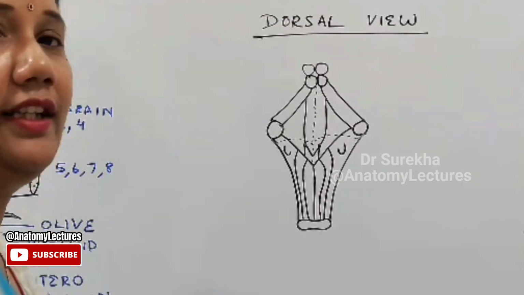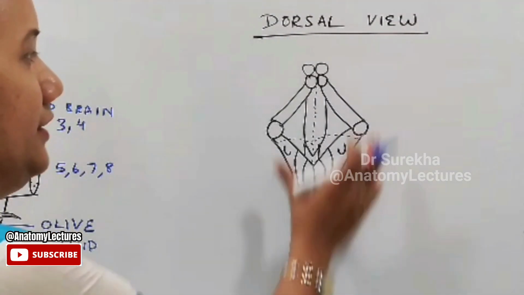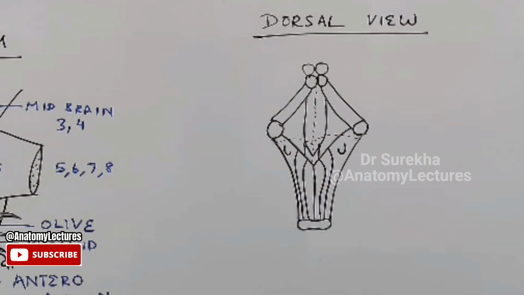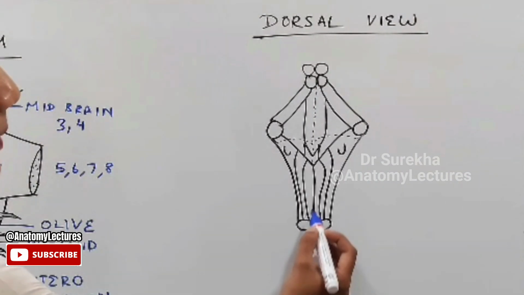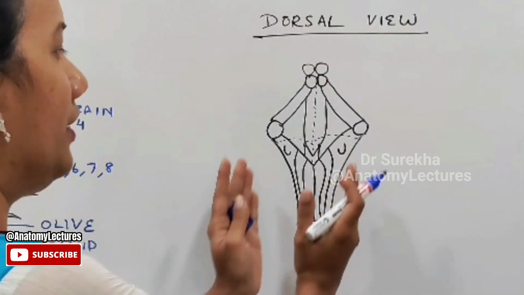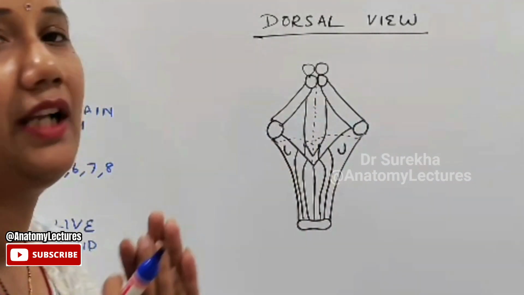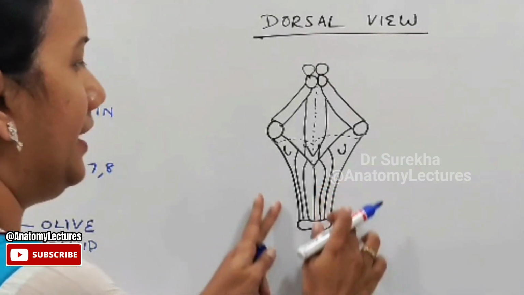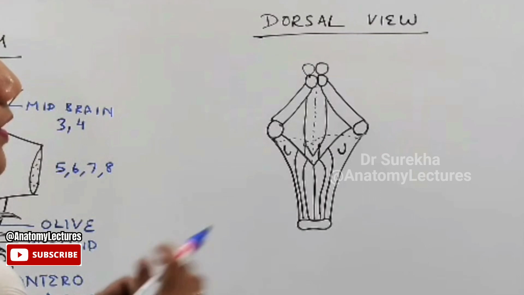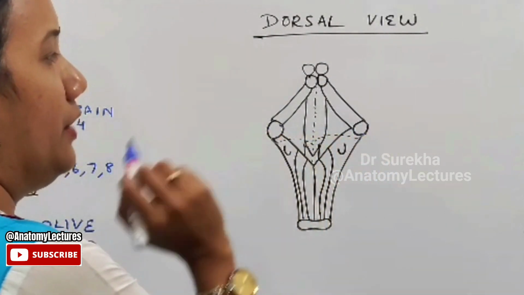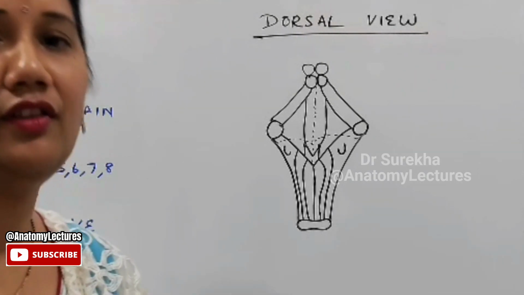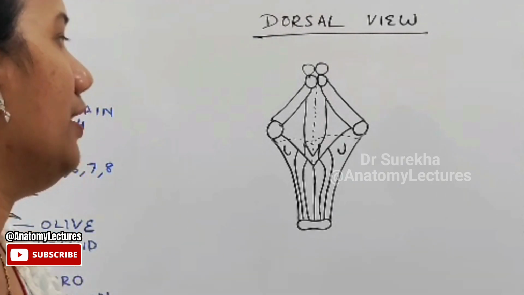So now let us have a look at the dorsal view of the medulla. This is the dorsal view of the medulla. So the central canal of the spinal cord will continue in the medulla for a certain extent and then it will open up. Thus you will have a closed part of the medulla and an open part of the medulla. So this is the lower closed part of the medulla and the upper open part of the medulla. This upper open part of the medulla will form the floor of the fourth ventricle. So it will form a part of the floor of the fourth ventricle.